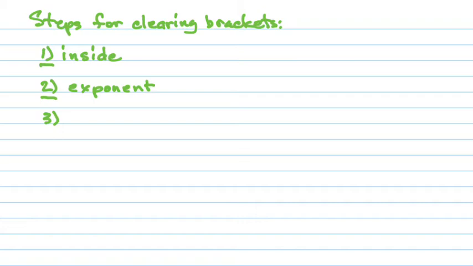Are they there? So every time we do one of these, I'm going to ask you, where do I look first? Inside. What do I look for second? Exponent. What do I do last? The multiplier, which is called a coefficient. Exactly. So you look for a coefficient, which is just a fancy word for the multiplier.